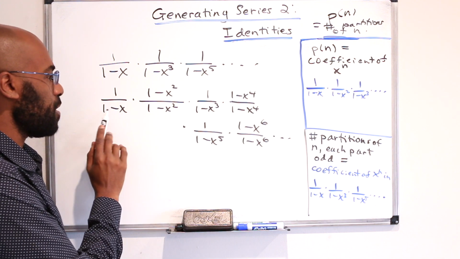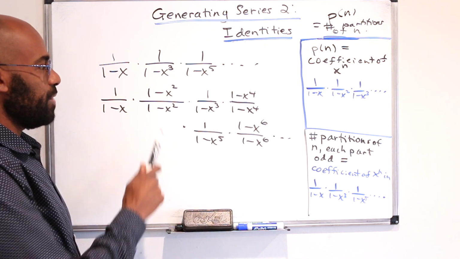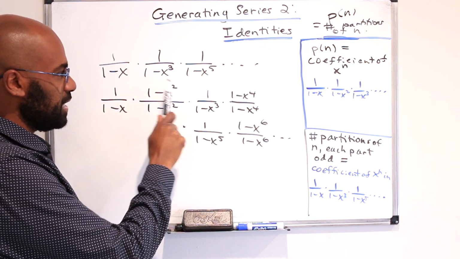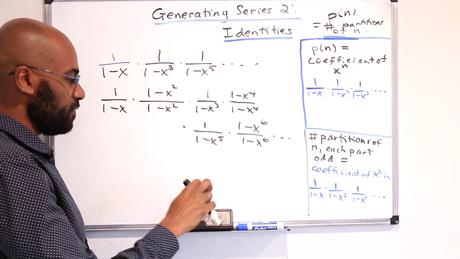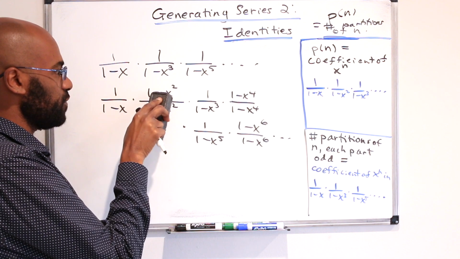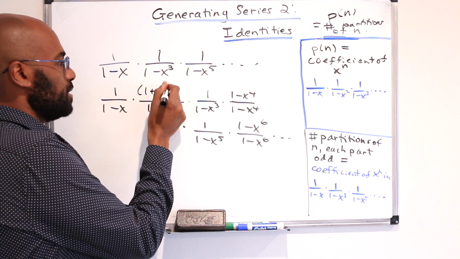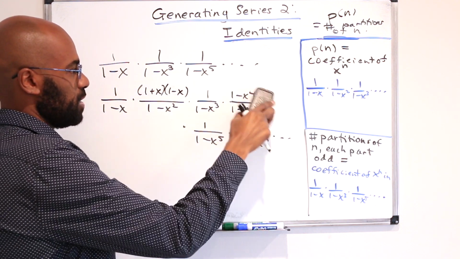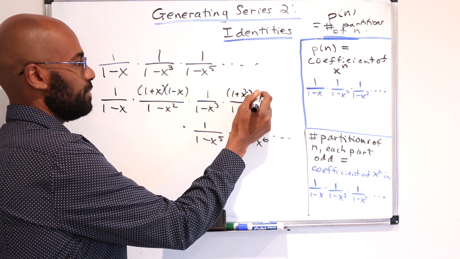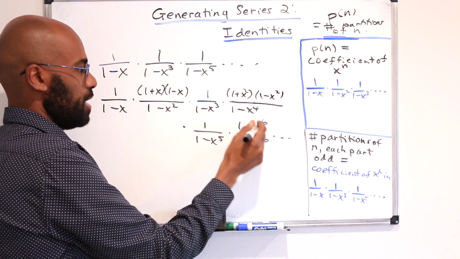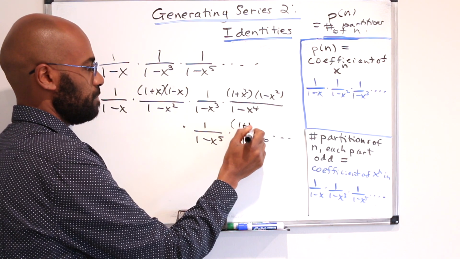Now, if we do that, we get the product of all terms of the form 1 minus x to the something in the denominator. Okay, and then in the numerator, we get 1 minus x to the even ones. Now, each of these 1 minus x to the even exponents is a difference of squares, so we can actually factor each of them. So for example, this one is 1 plus x times 1 minus x. This one here is 1 plus x squared times 1 minus x squared. And here we have 1 plus x cubed times 1 minus x cubed.